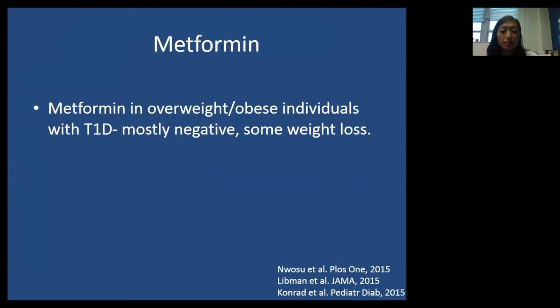Metformin has been studied many times for type 1 diabetic patients, especially those who do develop some degree of insulin resistance and show that when they become overweight or obese. Most of these studies are negative. They do show some weight loss, but not significant decreases in A1C or need for total daily insulin dose.